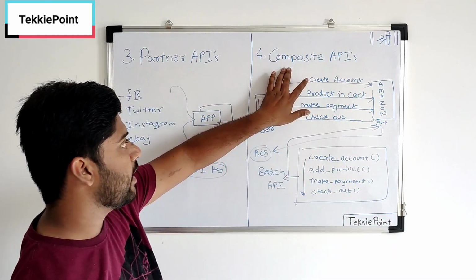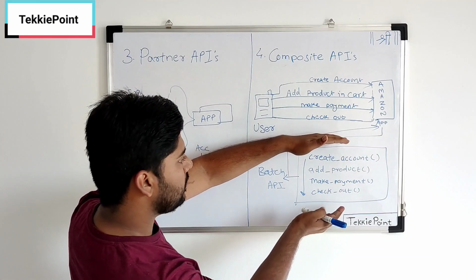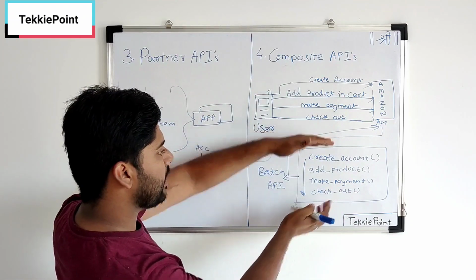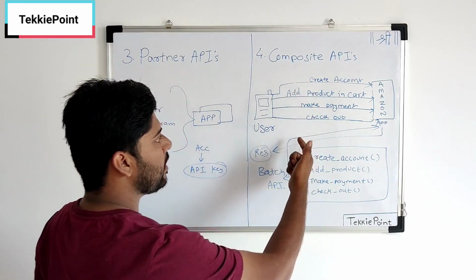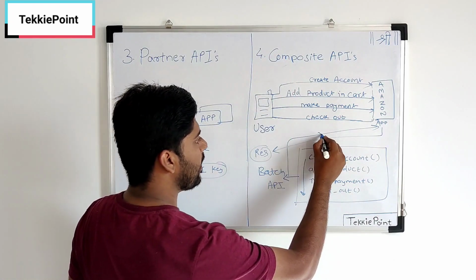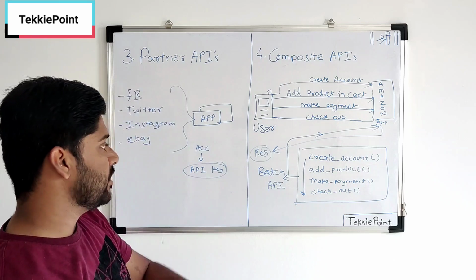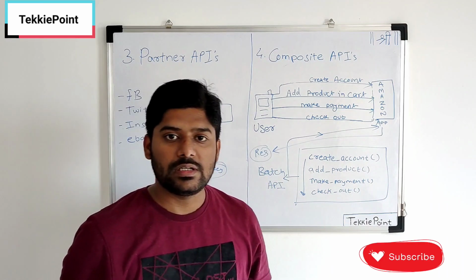So a composite API is to batch certain steps or certain APIs, instead of calling several APIs in several API calls, we can do it in a single API call. You can get the response in a single hit.